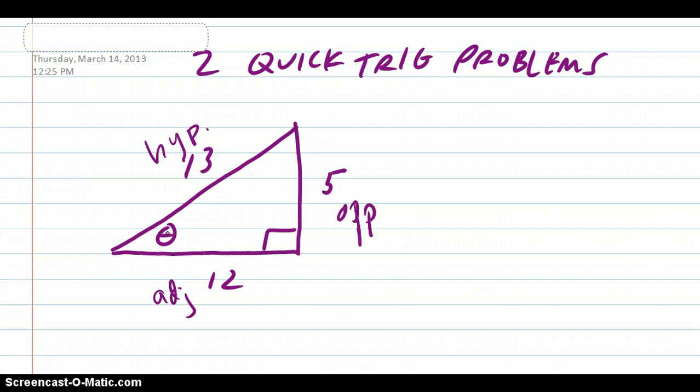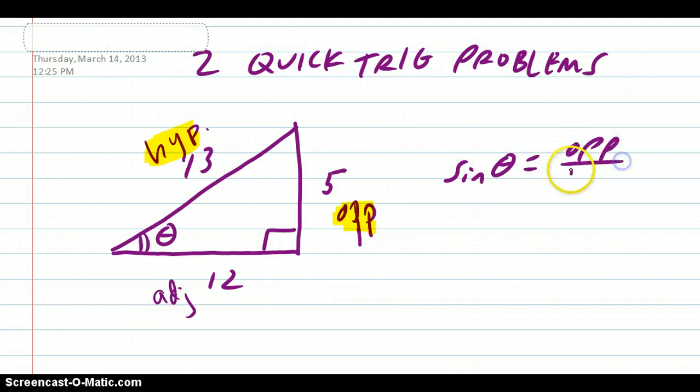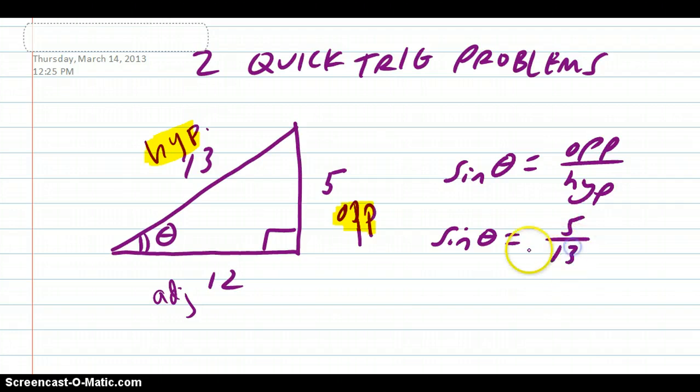Awesome. So this is cool. We know all three sides here, so we can take our pick of which trig ratio we want to use. What's your favorite trig ratio, Mr. Cote? Sine. All right. So sine uses the opposite and the hypotenuse. So sine of theta is the opposite over the hypotenuse. In our problem, the opposite is 5, and the hypotenuse is 13. So we're going to go to our calculator and take the sine inverse of 5/13 and see what that equals.